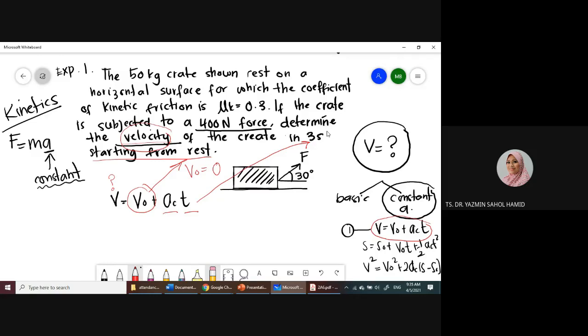Now, since we know we have to find a_c and t, and we know that we have a force, we need to use Newton's second law formula.